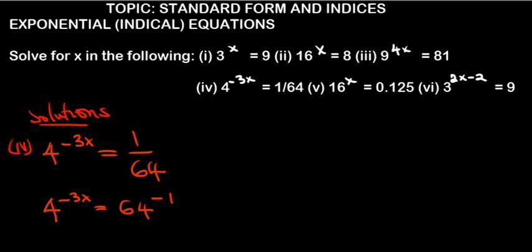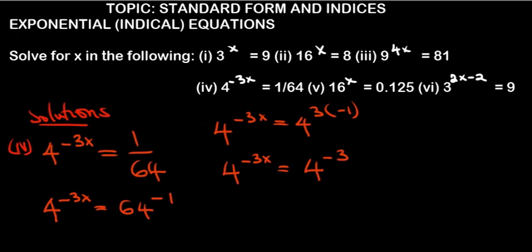So 64 can be written as a power of 4. That means 4 raised to the power minus 3x is equal to 4 raised to the power 3 in bracket, minus 1. So 4 times 4 is 16, 16 times 4 is 64. So here you have 4 raised to the power minus 3x equals 4 raised to the power minus 3. Then from here you can actually equate the powers.